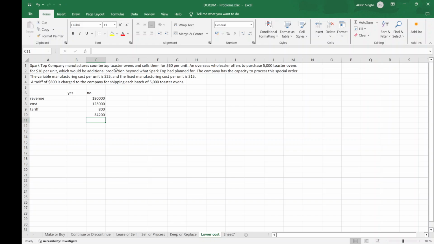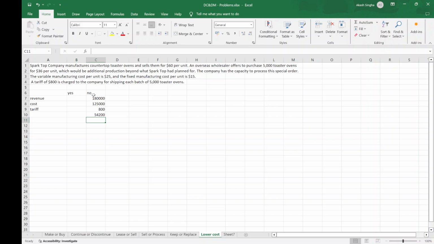Sparkle Top company manufactures countertop toaster ovens at $60 per unit. An overseas wholesaler offers to purchase 5,000 toaster ovens for $36 per unit, which would be additional production beyond what the company had planned for. The company has capacity to process this special order. The variable manufacturing cost per unit is $25 and the fixed manufacturing cost per unit is $15. A tariff of $800 is charged to the company for shipping each batch of 5,000.